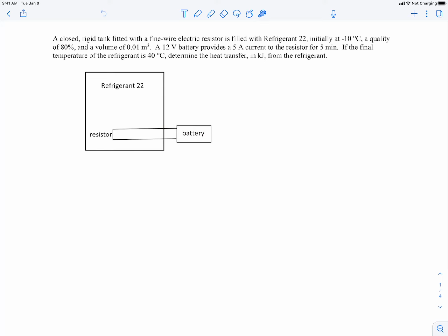There's a 12-volt battery providing a 5 amp current to the resistor for 5 minutes. If the final temperature of the refrigerant is 40 degrees C, determine the heat transfer from the refrigerant.